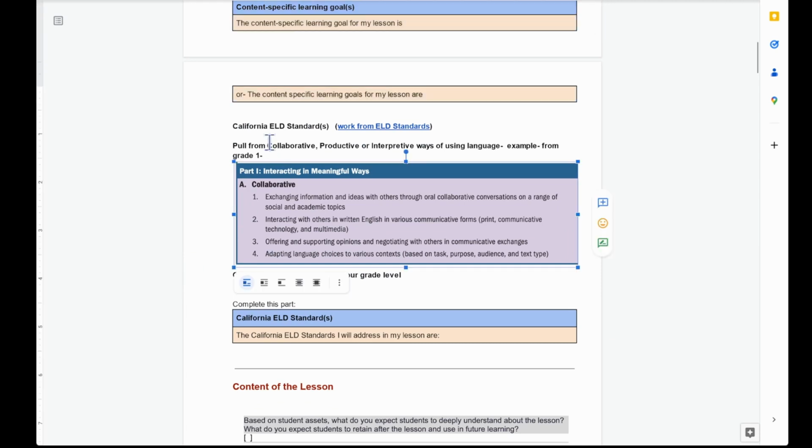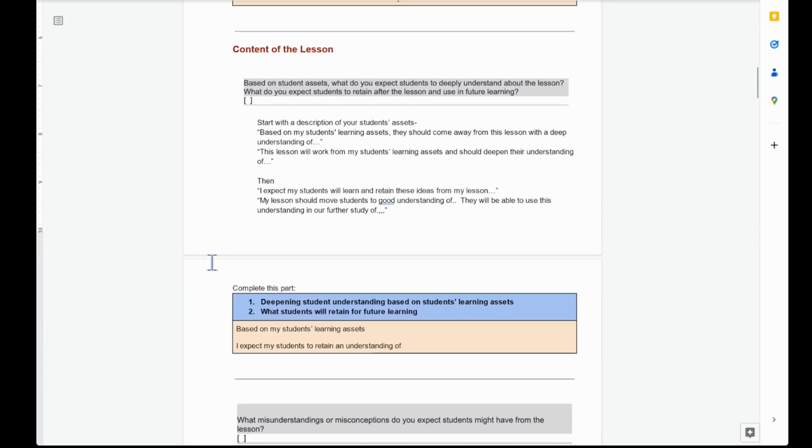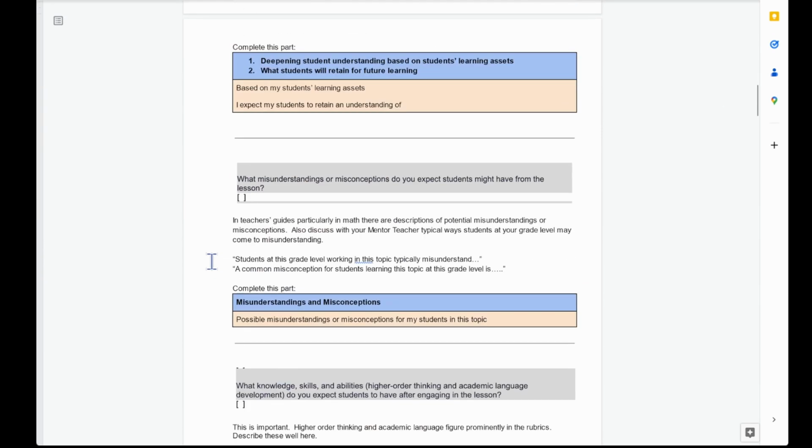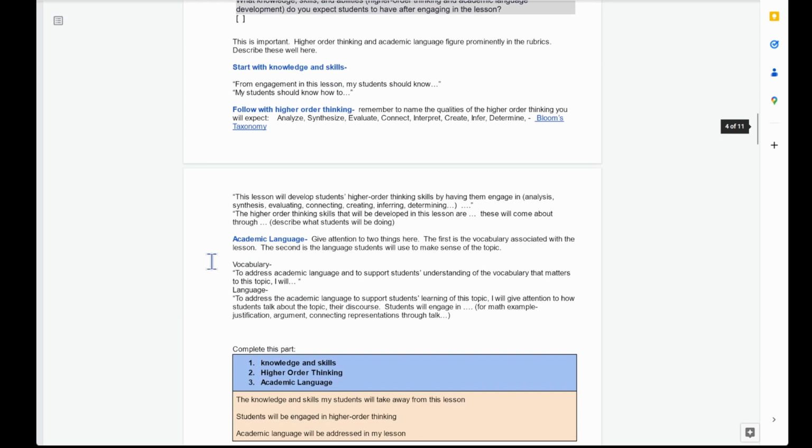The other part was about ELD standards. I give a resource link to ELD standards and a suggestion about how you might approach that. And then some suggestions for the content of the lesson based on each of the prompts with support. And you can see that I'm emphasizing elements that matter to Cycle 1.